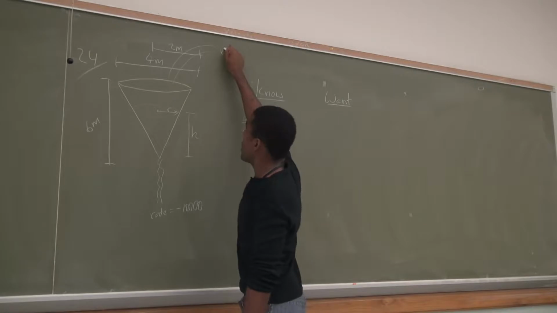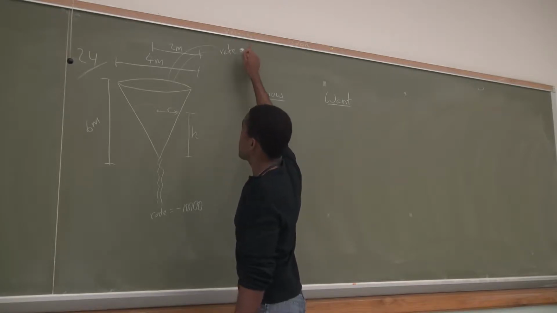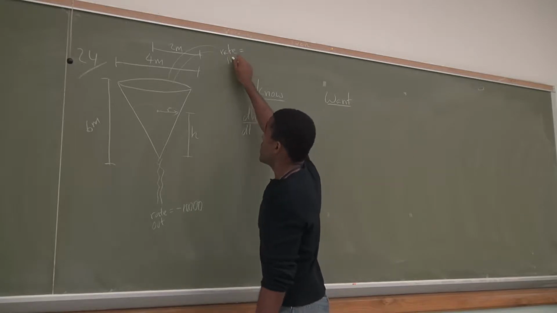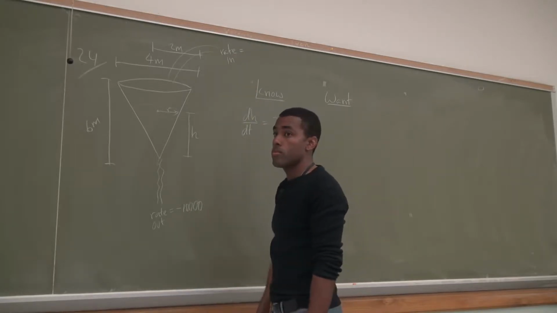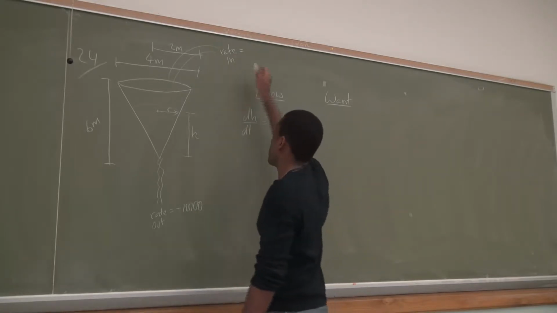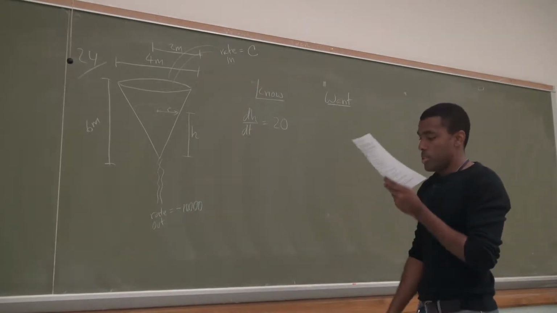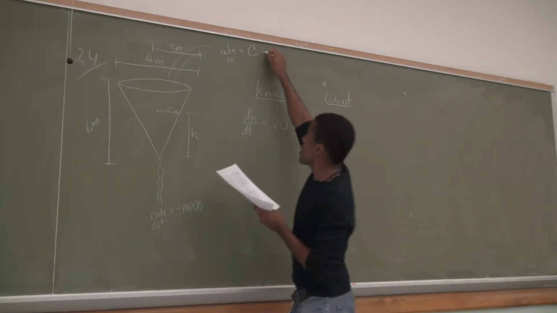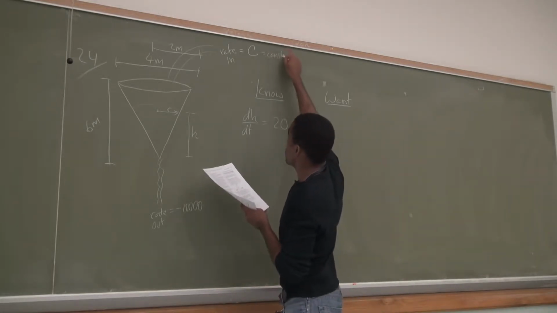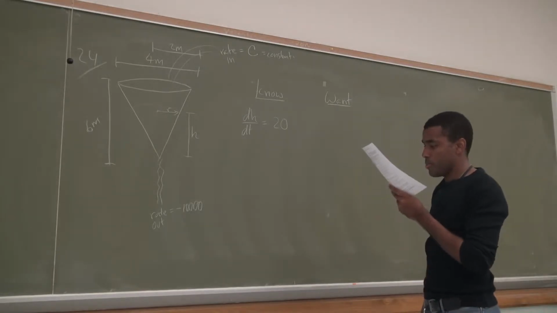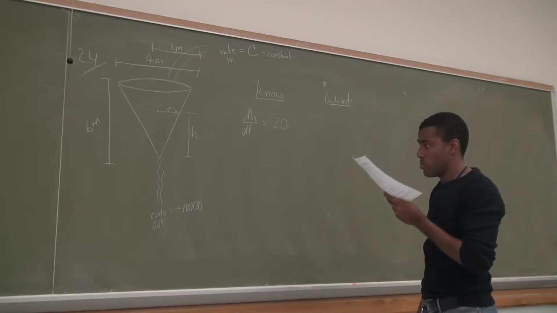What's the rate coming in? This is the rate out, which is constant. The rate in, we don't know, so it's a constant. C is just a constant. We don't know that yet; we're going to want to determine that. There's the 10,000 centimeters cubed.